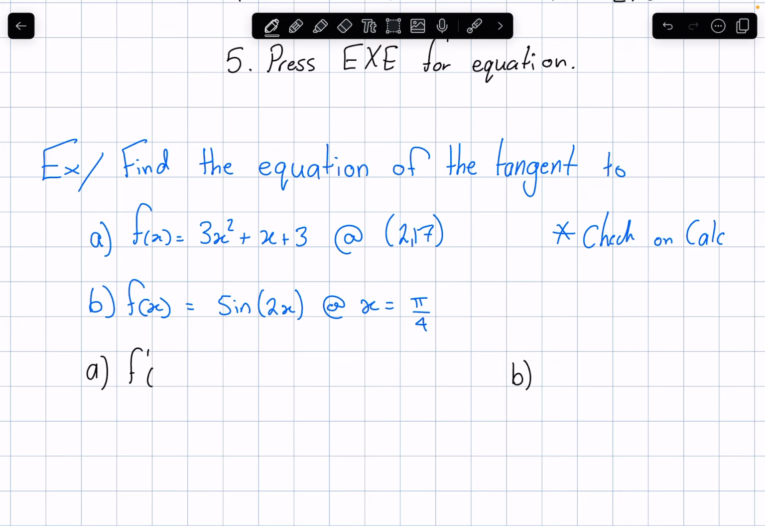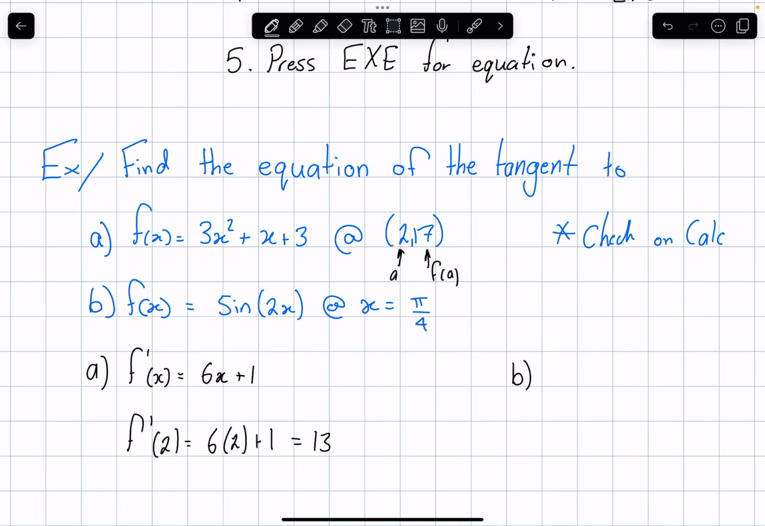So the derivative, f dash of x, is 6x plus 1. Now, I like to identify the a value. So that's the x value we're looking at. So that's a, and we're actually told f of a already there, which is really nice. If I wasn't told this 17, I'd substitute 2 into this equation and find it does in fact give me 17. Now I also need to find my derivative at a, so f dash of 2, which is 6 times 2 plus 1, which equals 13.